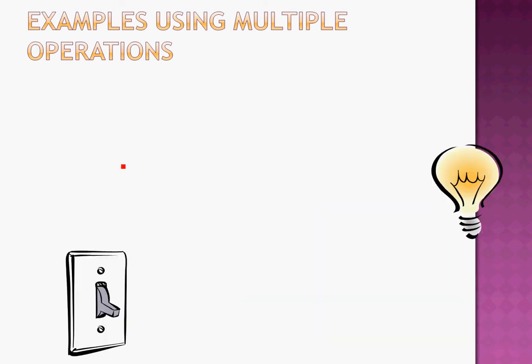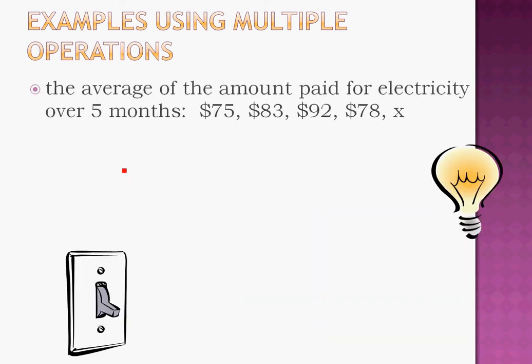Let's look at another example. The average of the amount paid for electricity over 5 months. And these are the amounts that were paid each month: $75, $83, $92, $78, and X dollars, some unknown amount. So this is your 5 months.